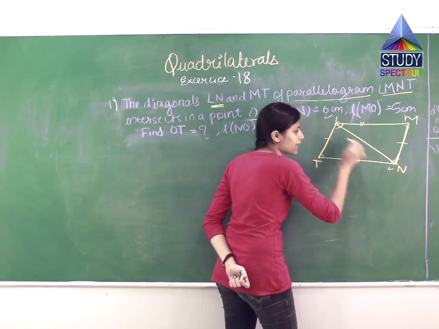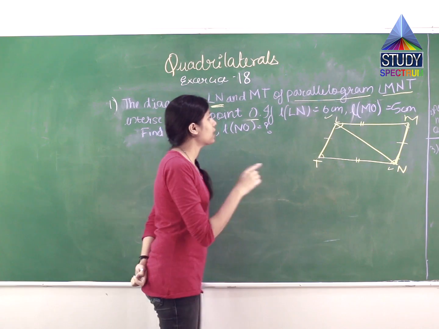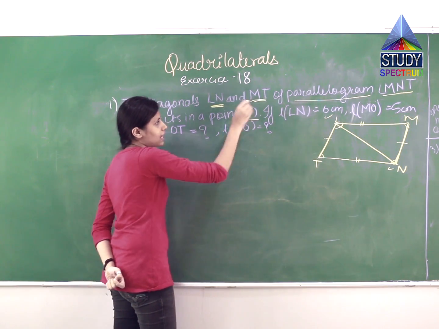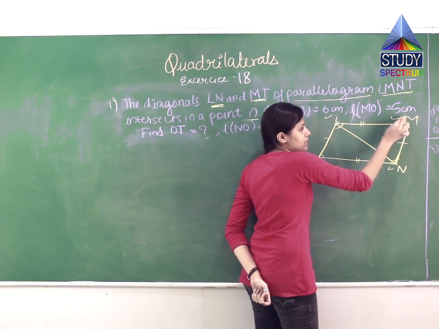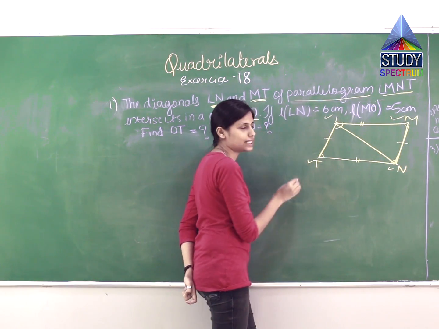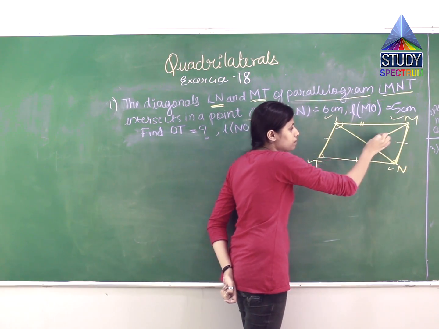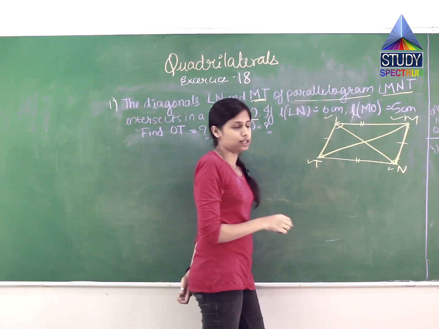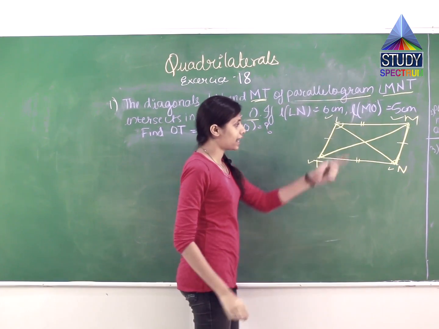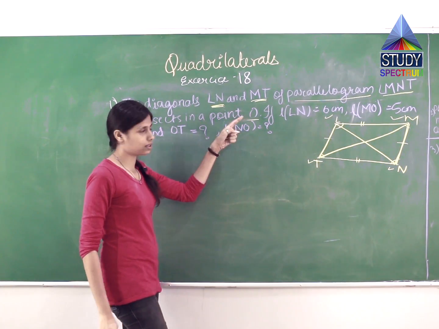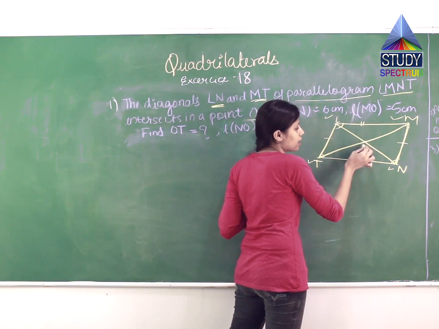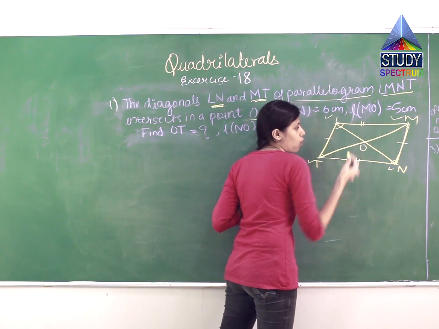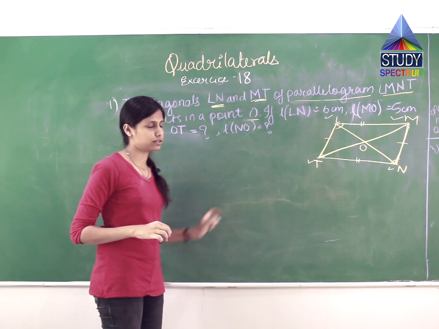Joining this both, we get a diagonal LN and the another diagonal MT. They are asking us the another diagonal MT. So where is angle M? This is angle M and this is angle T. Joining this both, we get a diagonal MT. And they are telling us that the intersection is named as O. So this is the intersection and this is called as O. So the figure is ready.